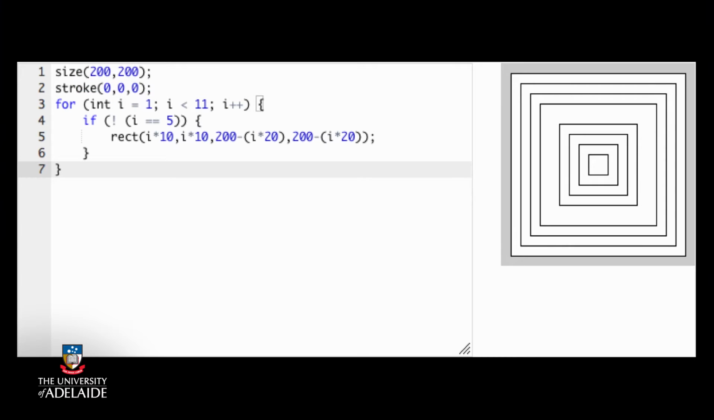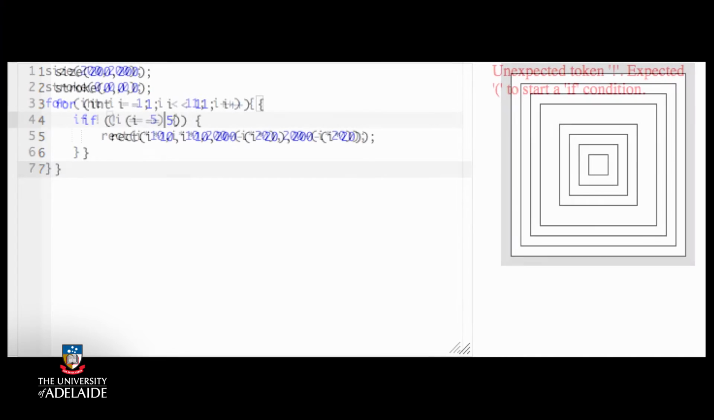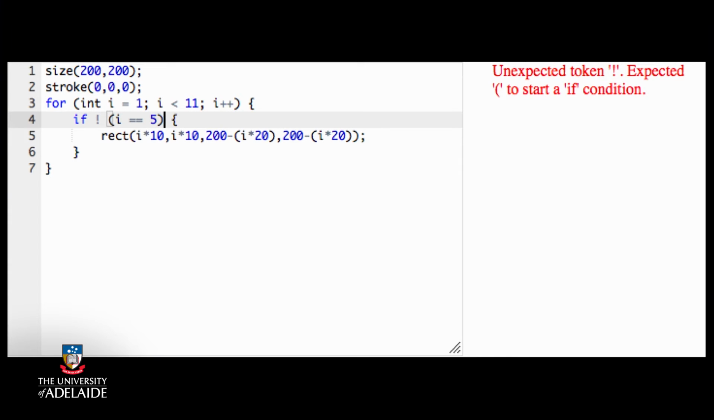Why are there so many parentheses? Well, you can't just type the exclamation mark in front of another condition in processing, because processing's conditions must always start with a parenthesis.